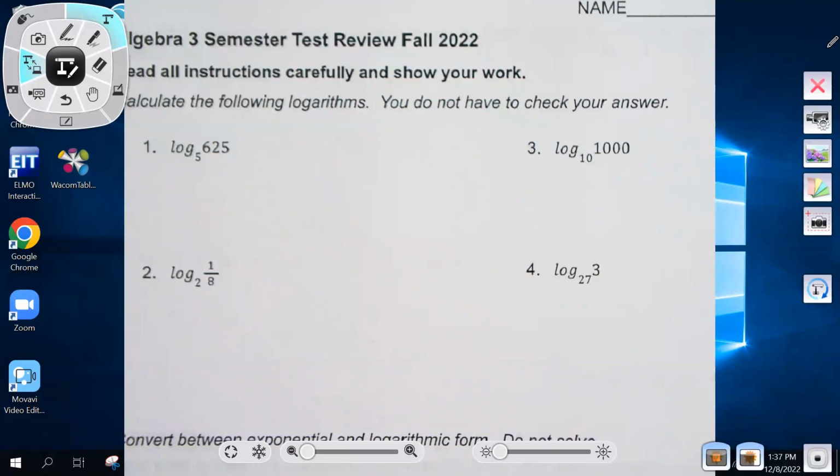Okay, I'm going to go through this fairly quickly. So make sure that you are correcting as we go. If you have questions, let me know and I'll stop and address those.